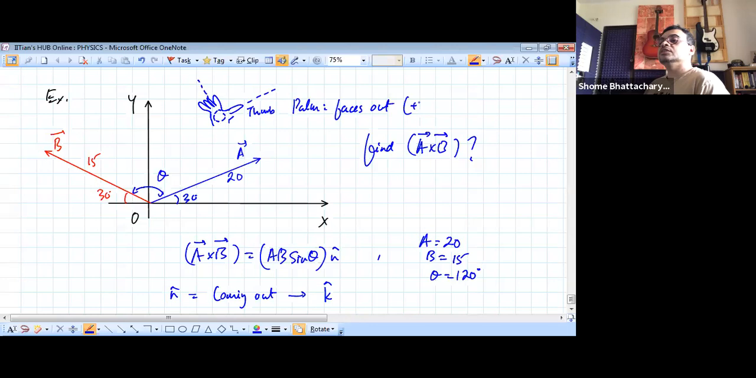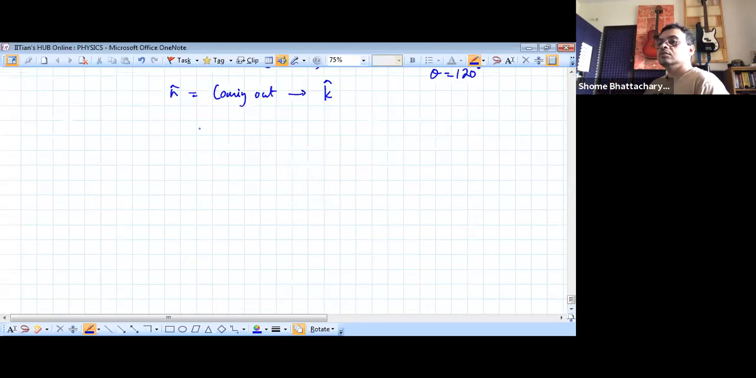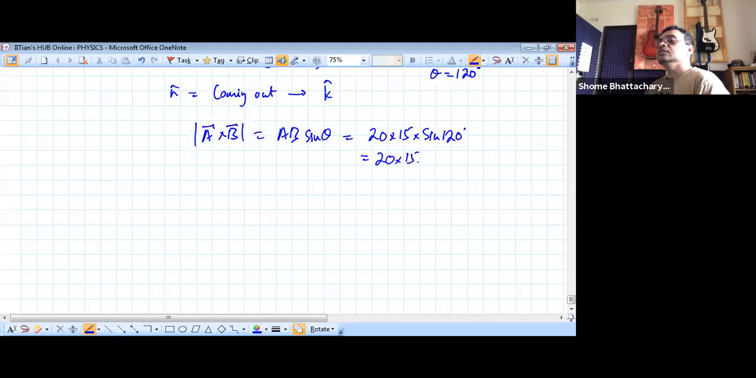Okay, so facing outward is the positive z axis. It's coming out of the plane, so it will be plus k. The magnitude of A cross B, which is AB sine theta, will become 20 into 15 into sine 120. So that is 20 into 15 into root 3 by 2, or 150 root 3. And n cap is nothing but positive k cap.